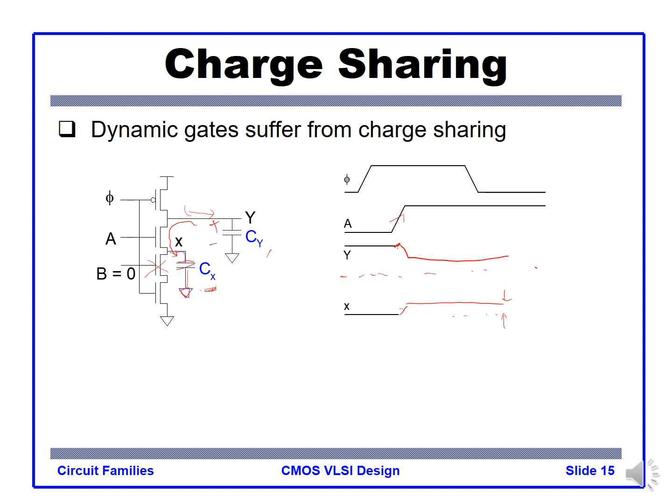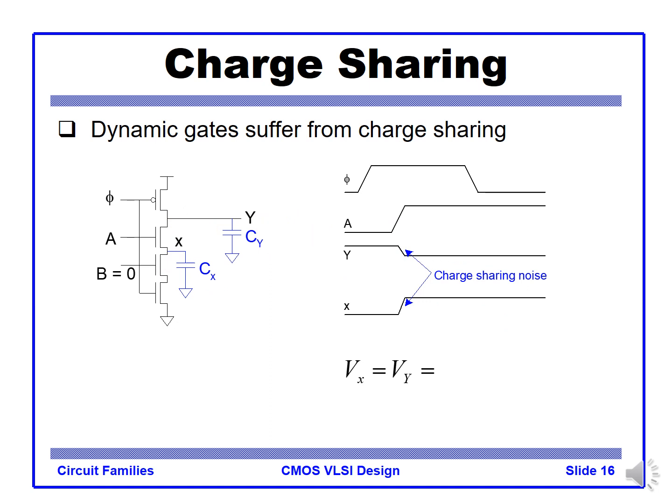This kind of charge sharing issue is especially bad when you have a very large Cx compared to Cy, because then the voltage will go down a lot, right? So we have to prevent such a problem. Otherwise, the inverter on the right-hand side, especially for high speed where we may make it a high-skew inverter, can be triggered if the voltage on Y goes down slightly. So this is something we have to avoid.